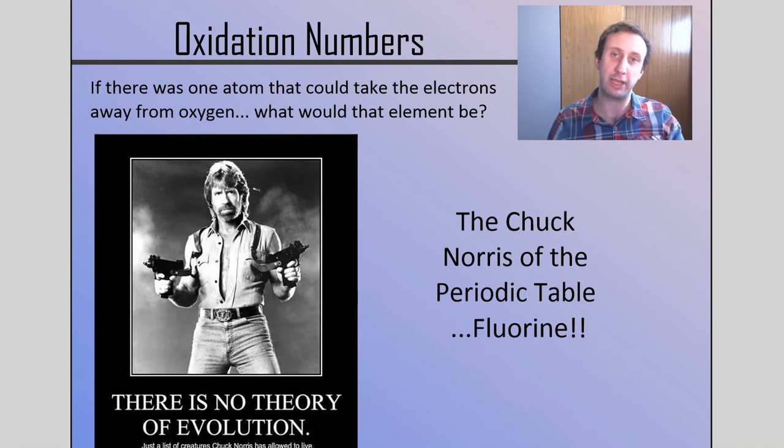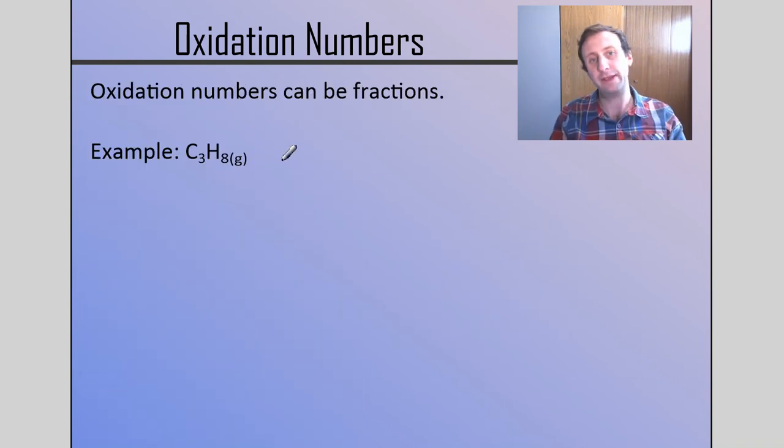So fluorine, it's crazy. It has such a high oxidation number. It can take electrons even from oxygen. So again, it kind of comes back to the idea that this is really all about electronegativity. Okay, so now let's take a look at some examples.